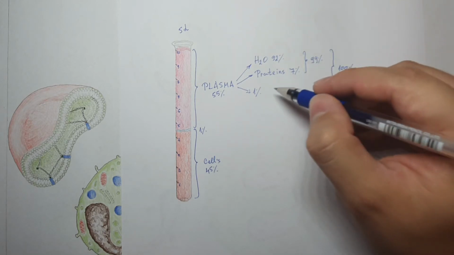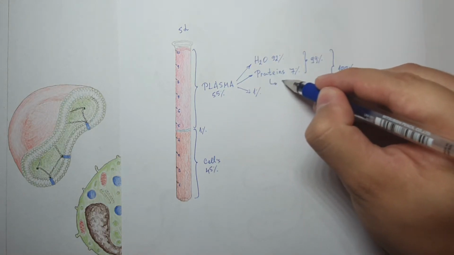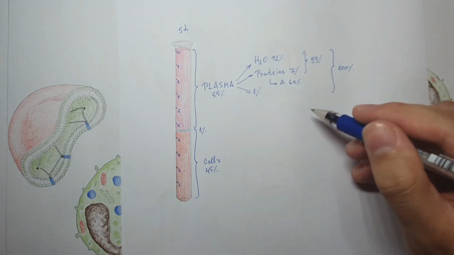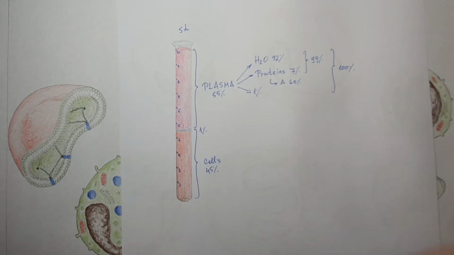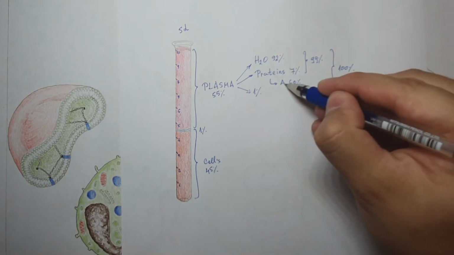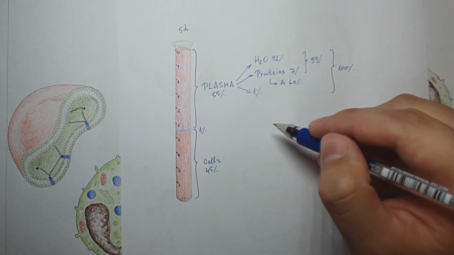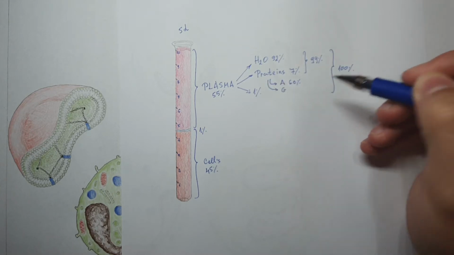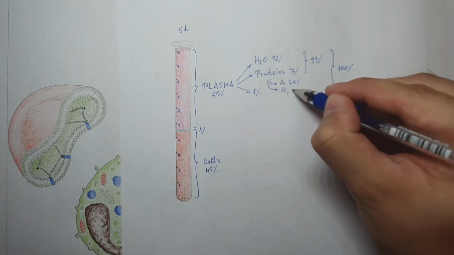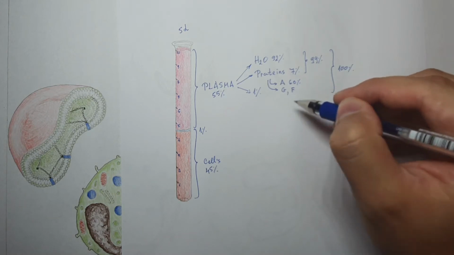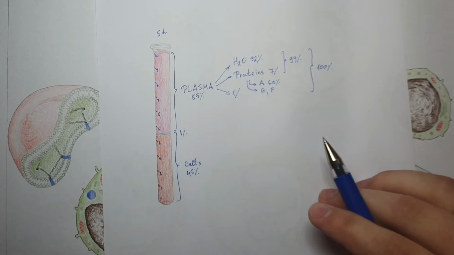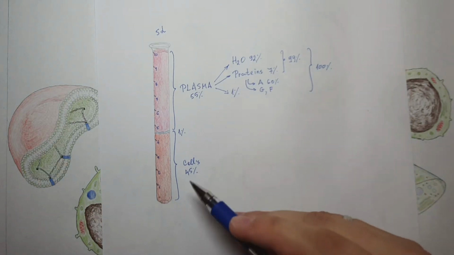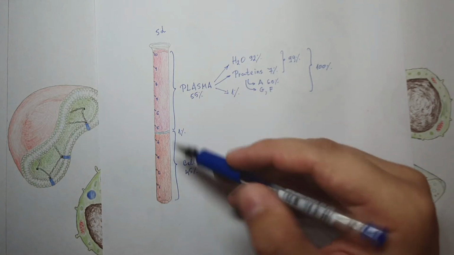Proteins can be further subdivided into albumins, which are about 60% of all proteins in plasma. And albumins are actually proteins that are very important for regulating blood pressure. There are also globulins, like immunoglobulins, and there are also fibrinogens, which are big proteins that play a big role in blood clotting.